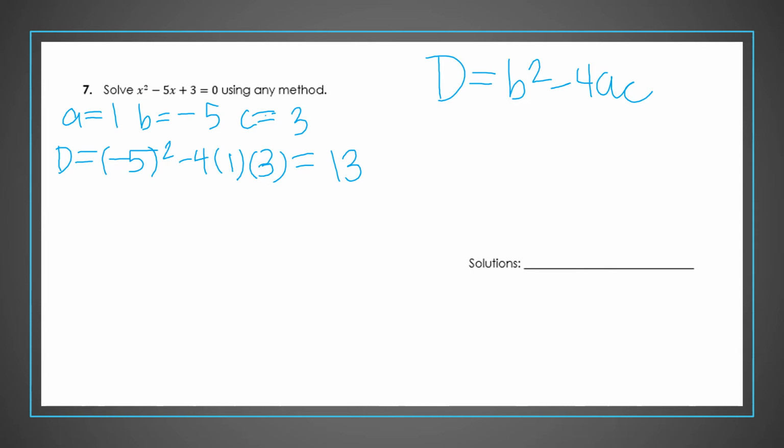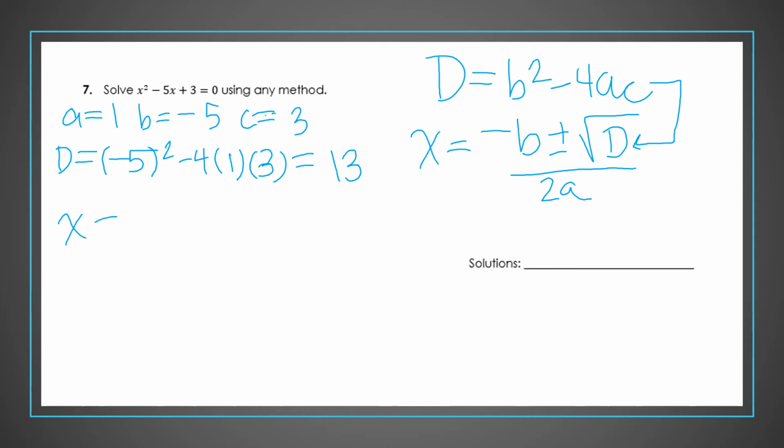So now we're going to use our quadratic formula, which is x equals the opposite of b plus or minus the square root of b squared minus 4ac, which is the discriminant. So we're just going to take that number and put it in underneath that square root all over 2 times a. So x equals, our b was -5, so the opposite is +5, plus or minus the square root of 13 all over 2 times a. A was 1, so 2 times 1 is 2.